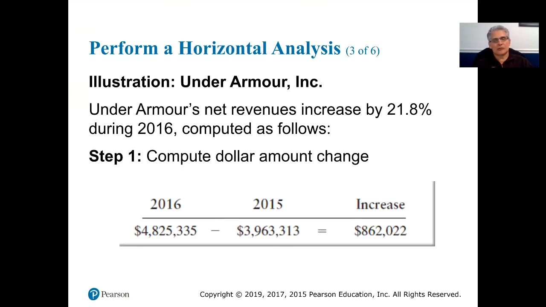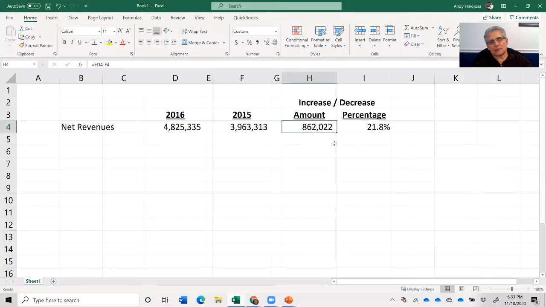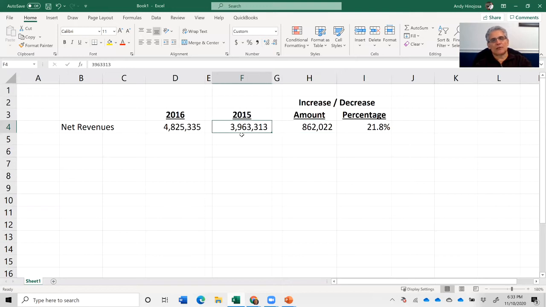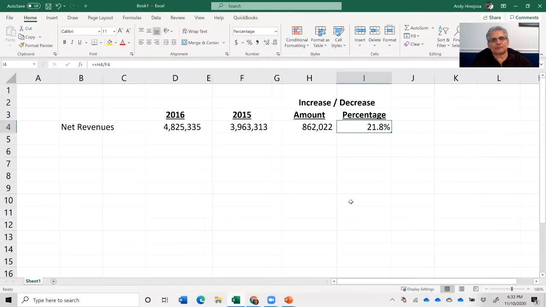So the next slide shows you exactly what I just did. We took the difference between 16 and 15 and ended up with 862,022,000. That's step number 1. And then we went through the process of computing the percentage change, which is the dollar amount of change that we just computed, the 862,022. And we're going to divide that by the base year amount, which is the 3,963,313, and that's going to give you the 21.8%.